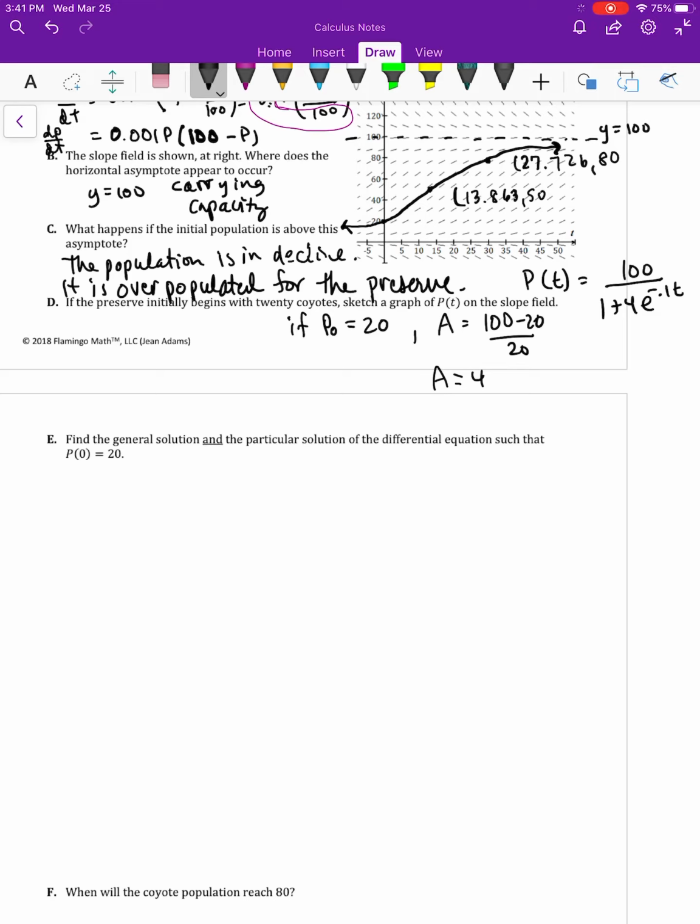All right, so now letter E, find the general solution and the particular solution of the differential equation such that P of 0 is 20. So for that one, just for a change of pace, I'm going to use pink here. We're going to start with our dp/dt is equal to 0.1 p times 1 minus p over 100. And we're going to split it up so that everything with a p is on one side, everything that doesn't have a p on the other. Usually we keep that constant over on the right-hand side.